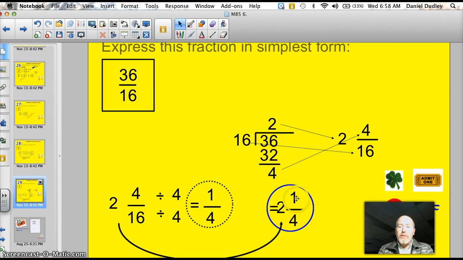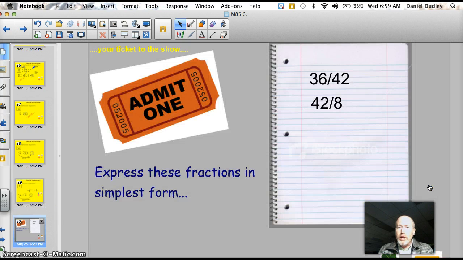All right, I think you're ready for the ticket to the show. Here we go. Please express these fractions in simplest form. Bring them to me tomorrow, and we'll be all set for the second part of 6.1, which will be 6.1b. We're going to be looking at ratios.